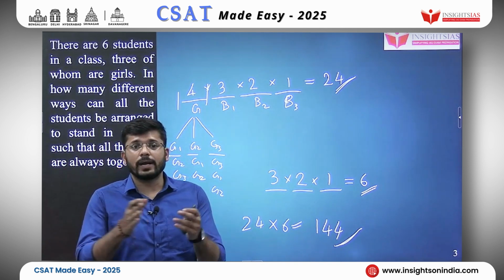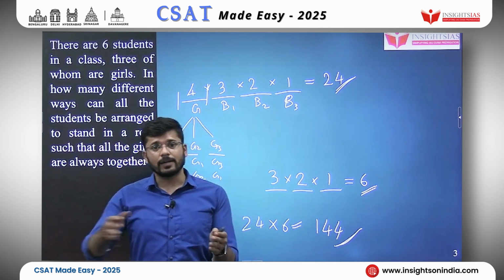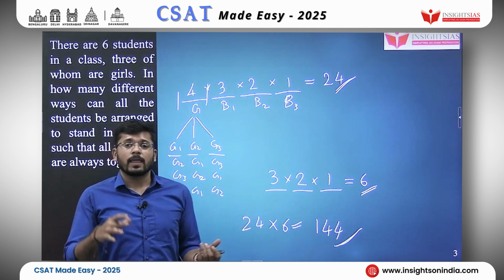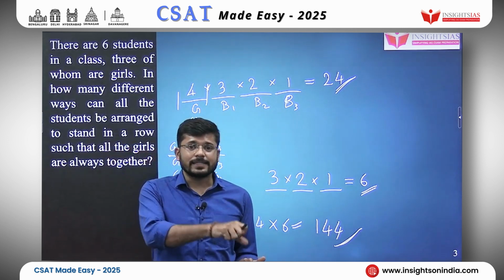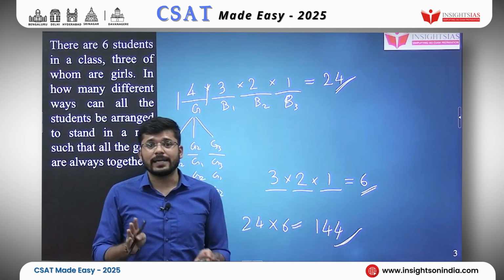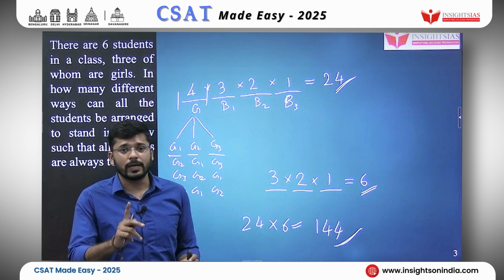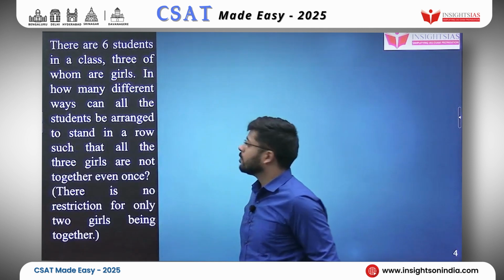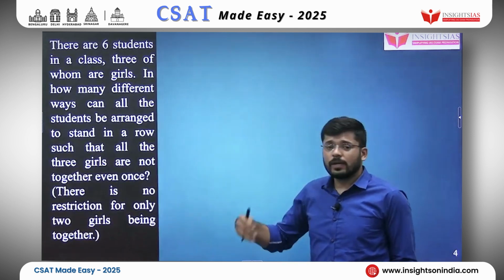Now we learnt 2 concepts from 2 questions. One was how to arrange 6 students in a row, that is 6 entities in 6 positions. Now again 6 entities in 6 positions, however 3 of those entities are always together. Okay, we learned 2 concepts. Let's learn a third concept. It is an extension of the same series of questions.